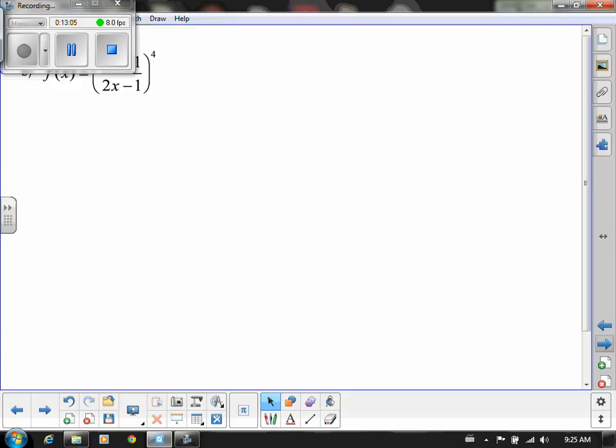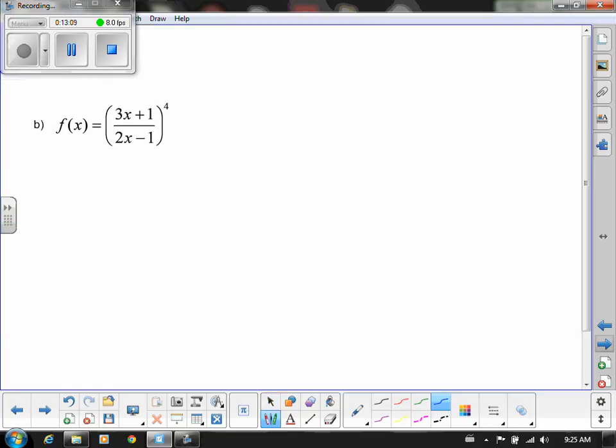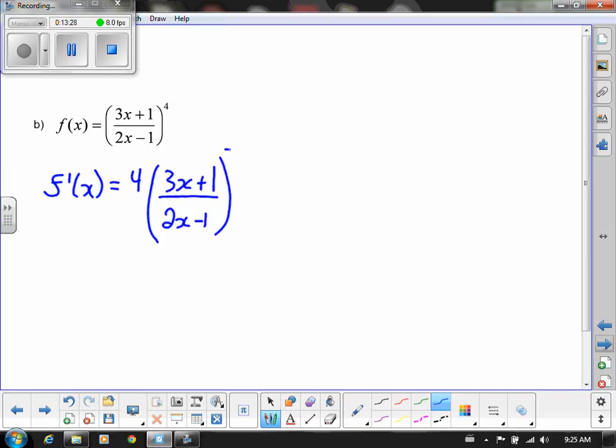Alright, so this next example, we see a quotient, but we have an overall outside exponent. So when we work this one out, same idea, f prime of x, I'm going to deal with that 4 first. So the 4 comes down in front, 3x plus 1 over 2x minus 1 all cubed. So that's the outside. That is because of the exponent 4.